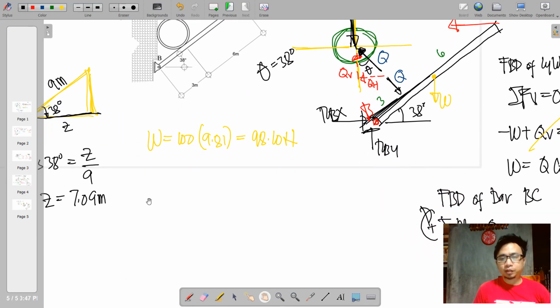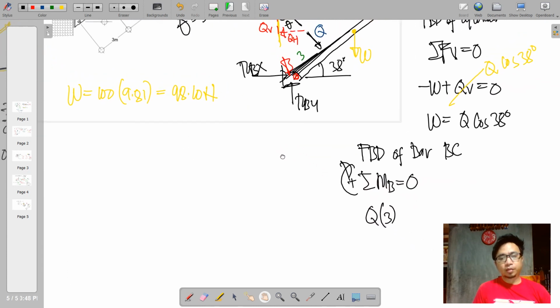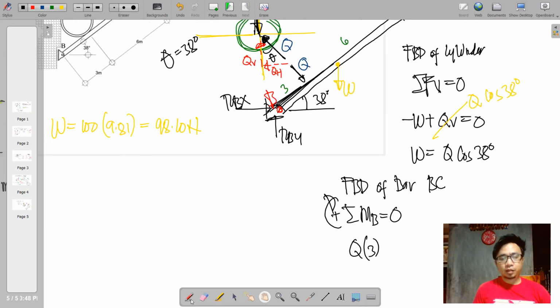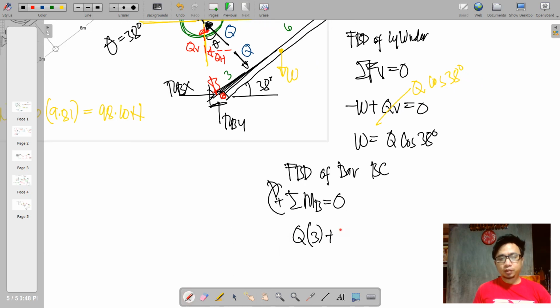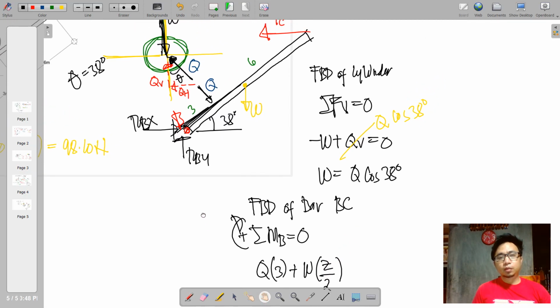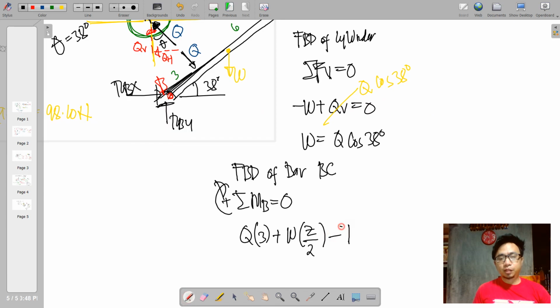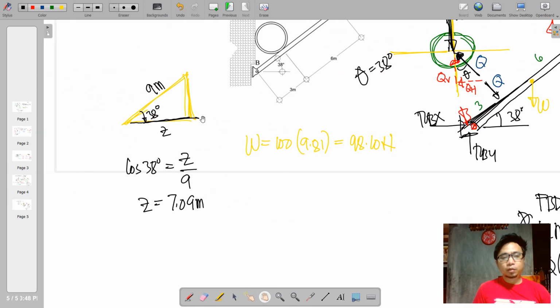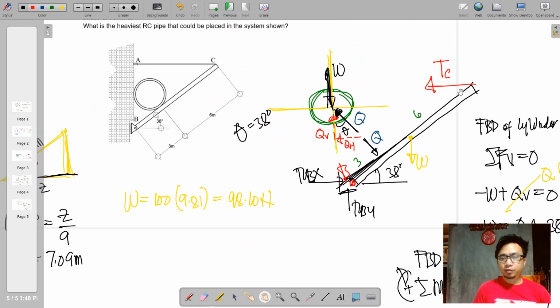So why do we need Z? Because it is the moment arm of W. Half of Z is the moment arm of W. So Q times 3 plus another clockwise rotation, W times Z all over 2, minus TC times the moment arm of TC. We do not know yet the moment arm of TC from here up to point B, so we'll be needing this distance.